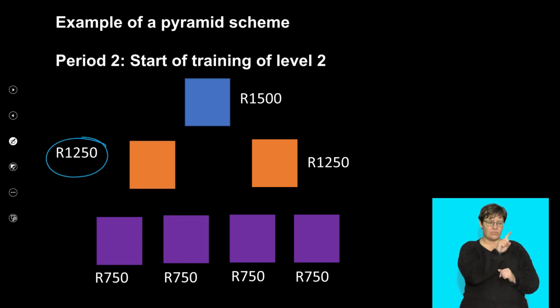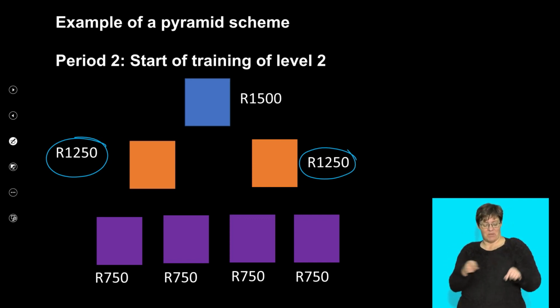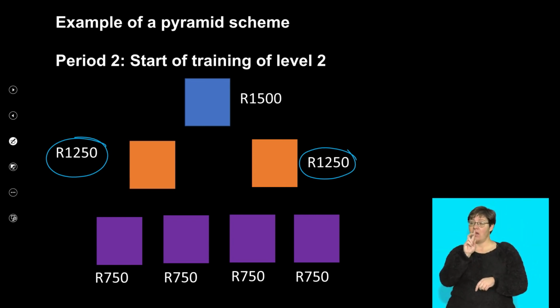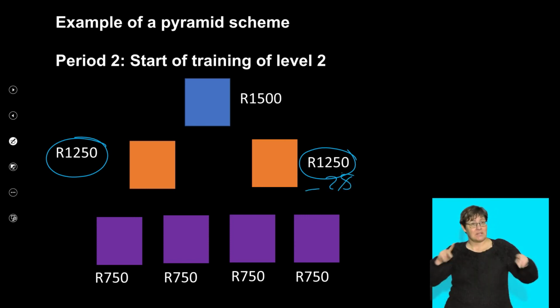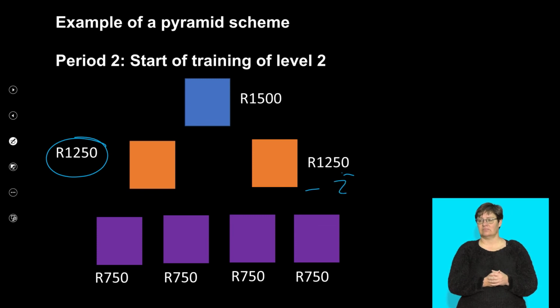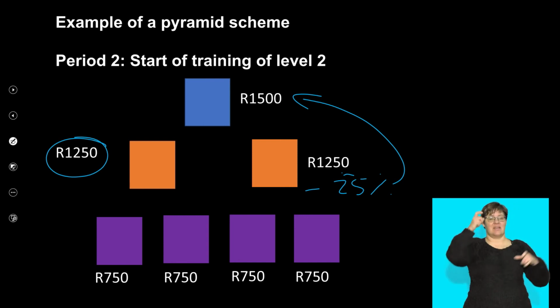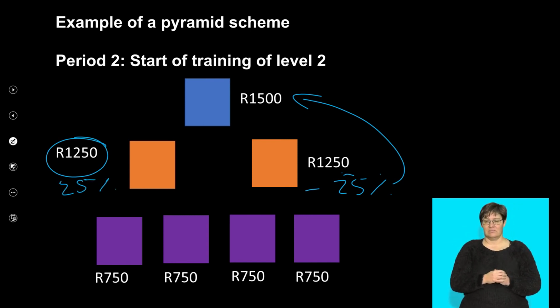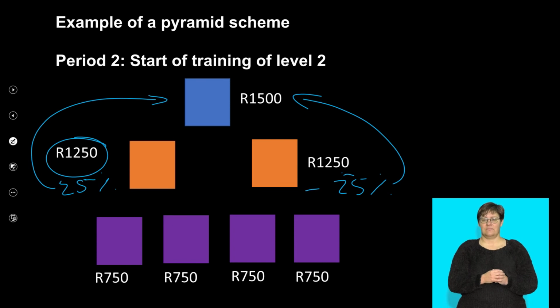This person, the 2 people who recruited the 4 people, they are now sitting on 1,250. What they now need to do with this amount is subtract 25% of it. Let me just rewrite this correctly. They need to subtract 25% of their amount and then give it to the initial recruiter.